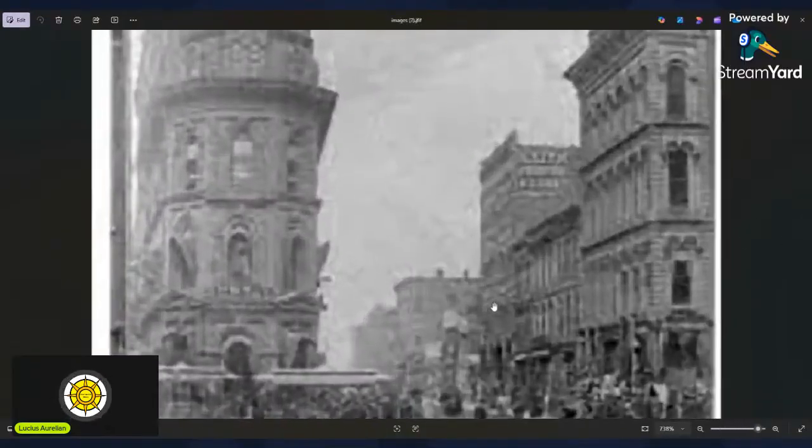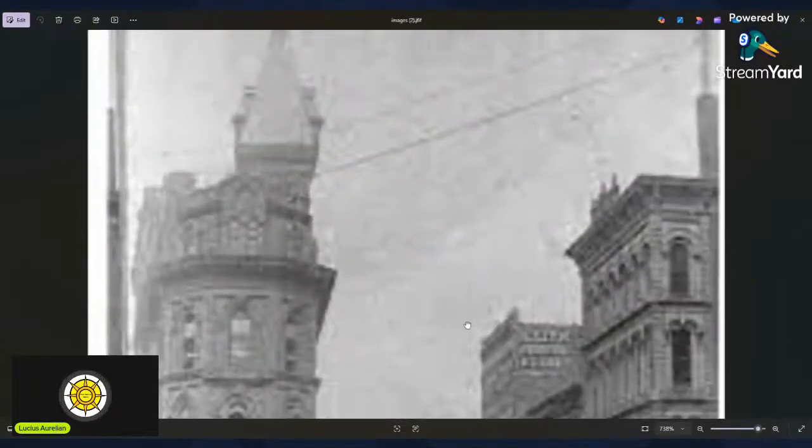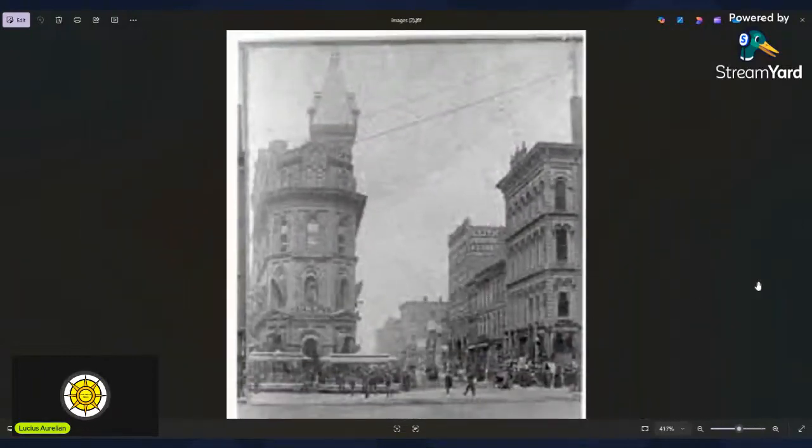And you'll see these images of Kansas City with some of these more elaborate structures and, again, things looking a little bit more leveled out.